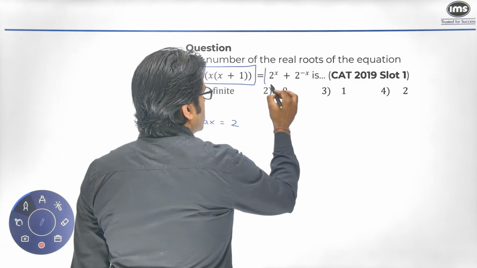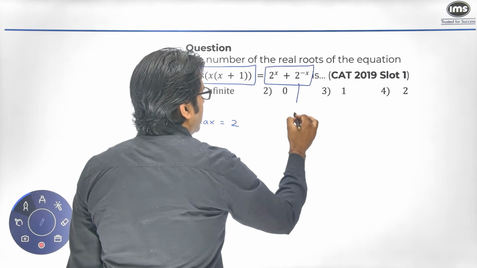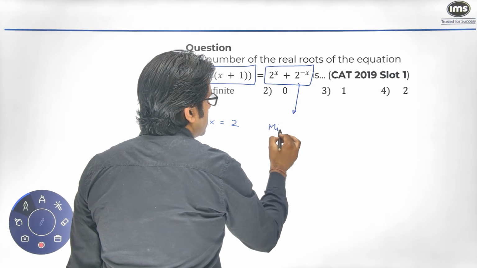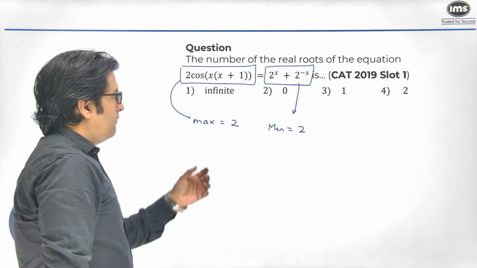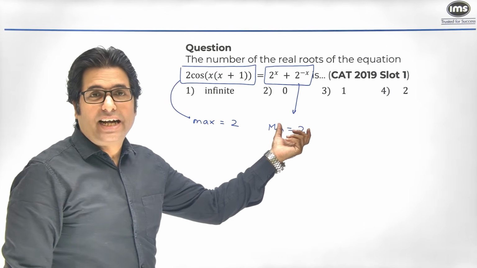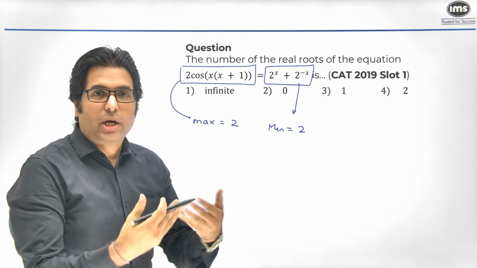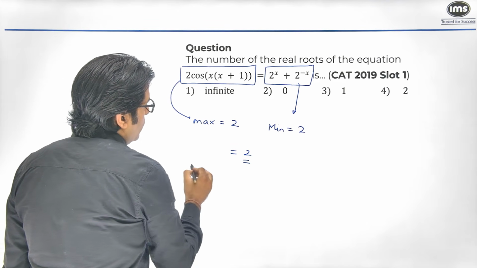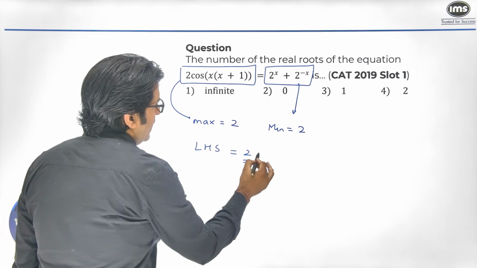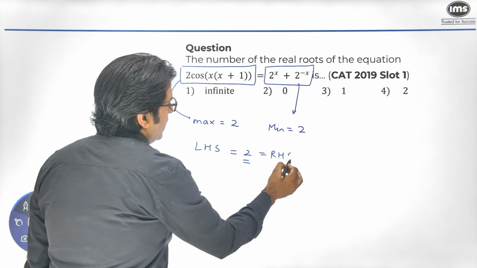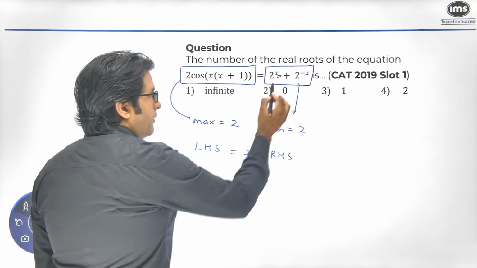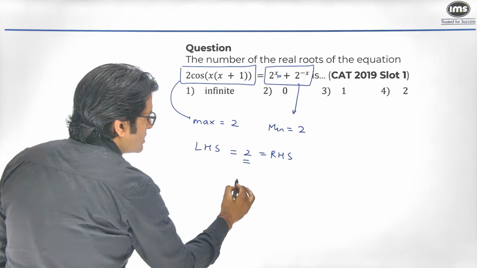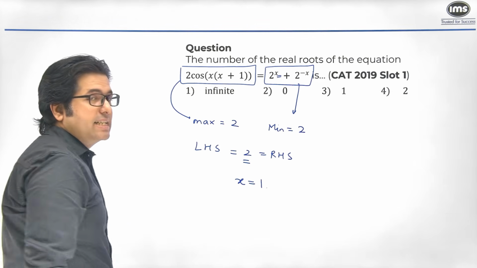And this is an expression on the RHS that we are again very familiar with. The minimum value of this expression is 2. So the LHS is at its max and the right hand side is at its min. Both can be equal only when they are both equal to 2. So LHS equal to RHS has to be equal to 2 for this equality to hold. When does this hold? We just concluded that this happens only at one value.